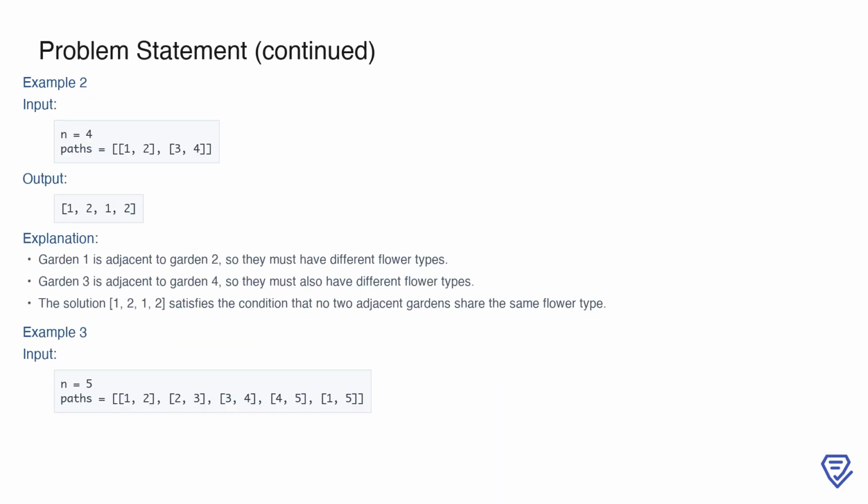Here's another example to illustrate the problem. Suppose there are 4 gardens with paths given as [1, 2], [3, 4]. Garden 1 is adjacent to garden 2, so they must have different flower types. Similarly, garden 3 is adjacent to garden 4, so they must also have different flower types. One possible solution is [1, 2, 1, 2]. In this case, garden 1 has flower type 1 and garden 2 has flower type 2, while garden 3 and garden 4 alternate with the same pattern. This satisfies the condition that no two adjacent gardens share the same flower type.